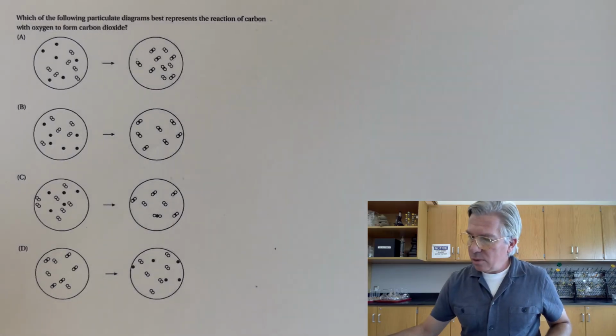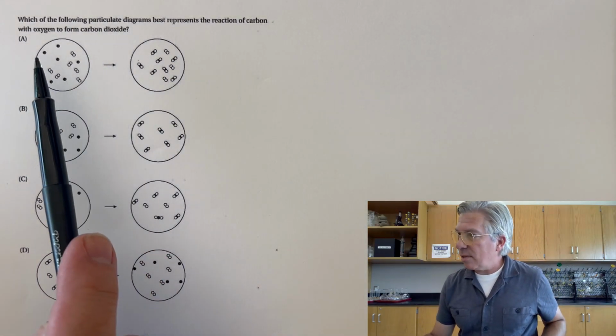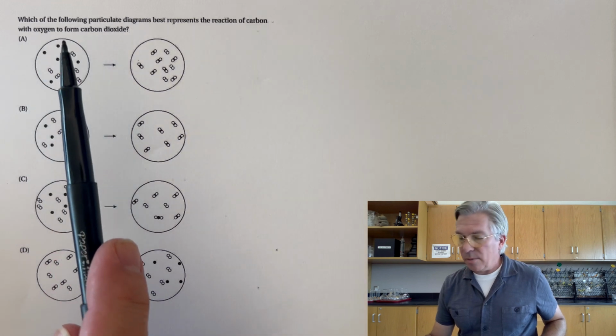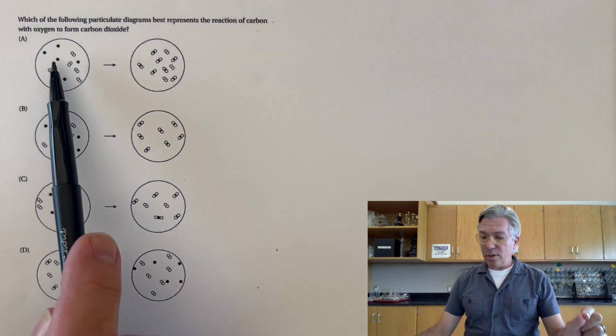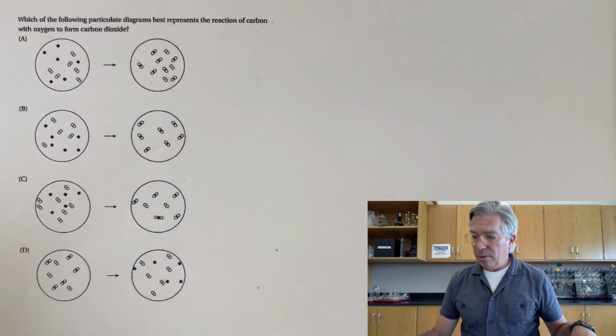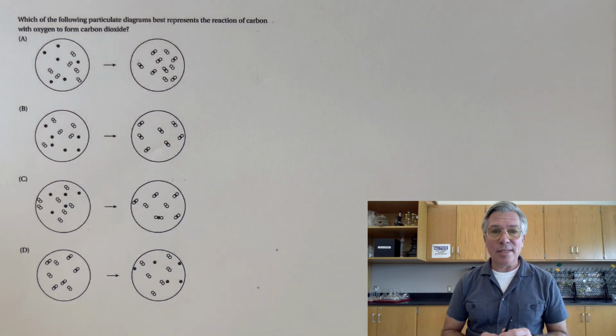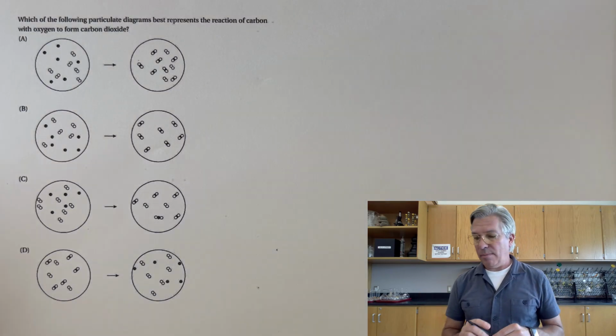Okay, are you ready to test yourself? Here is one. Which of the following particulate diagrams best represents the reaction of carbon with oxygen to form carbon dioxide? So this isn't just pure carbon, not carbon monoxide like the last example. And we're going to produce some carbon dioxide. Take a moment, work your way through 4 of these, and see if you can pick which one is the best one.